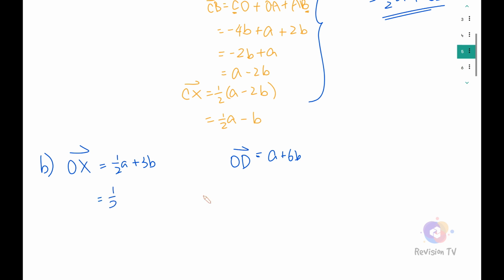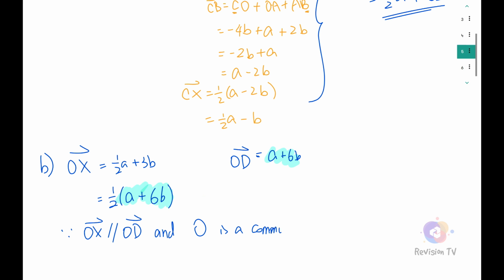If I factorize a half in here, half times something is half A, half times A. Half times something is 3B, so half times 6B. Half times 6 is 3. So therefore, you can see they're parallel: A plus 6B, A plus 6B. Because OX is parallel to OD and O is a common point, don't forget this is a common point, therefore OX and D are collinear.